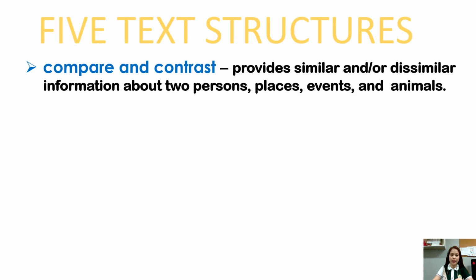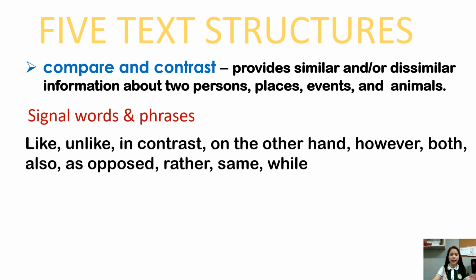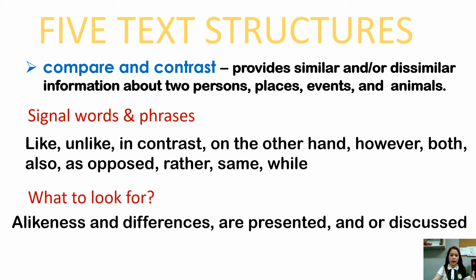So next one is compare and contrast. It provides similar and or dissimilar information about two persons, places, events, and animals. So signal words are like, unlike, in contrast, on the other hand, however, both, also, as opposed, rather, same, and while. So what are you going to look for? Likenesses and differences are presented and or discussed.